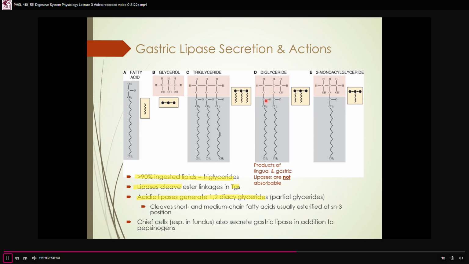So it's going to give you mostly a single free fatty acid that gets released and a 1,2-diacylglyceride. This is called a partial glyceride. These are not absorbable because they have these 2 fatty acid side chains and a very lipophilic region up here, so they can't get through the unstirred water layer, that mucus gel layer that is coating the stomach. So they're not really absorbable in the stomach, and they're not going to be taken up there, but they'll pass on into the small intestine and complete their digestion there.